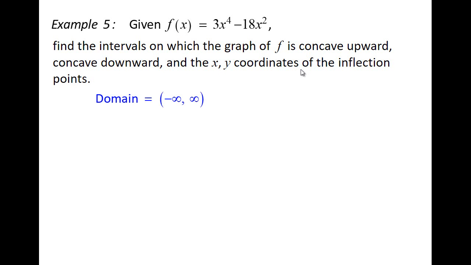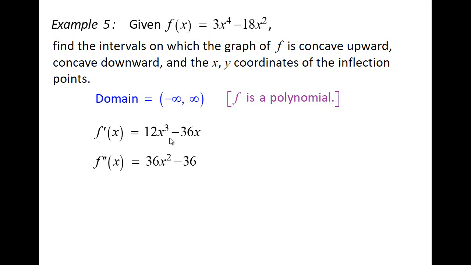So here the domain is the set of all real numbers because f is a polynomial, and the first derivative would be, by using the power rule, 12x cubed minus 36x, and the second derivative would be 36x squared minus 36.